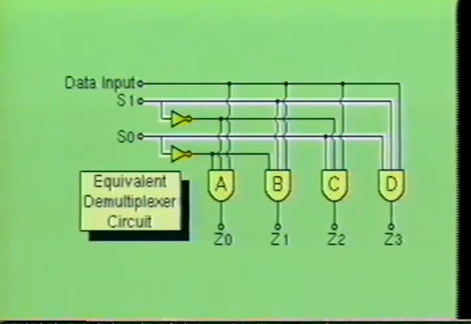And by making both of the data select control lines high, AND gate D is turned on, allowing the information to flow from the data in input to the Z3 output. As you can see, by controlling the data select lines, the information placed at the data in input can be directed to any one of several outputs, one at a time.